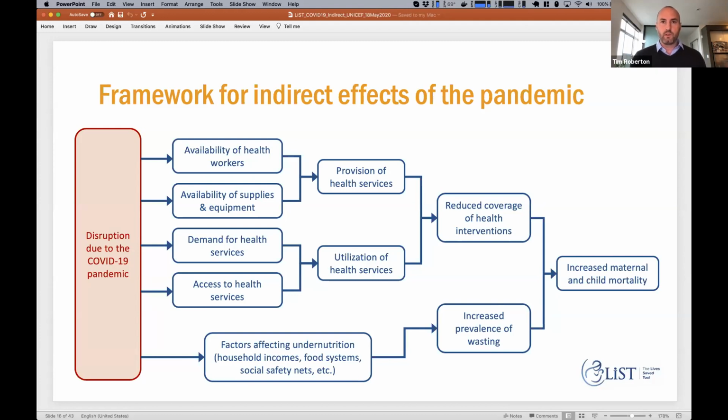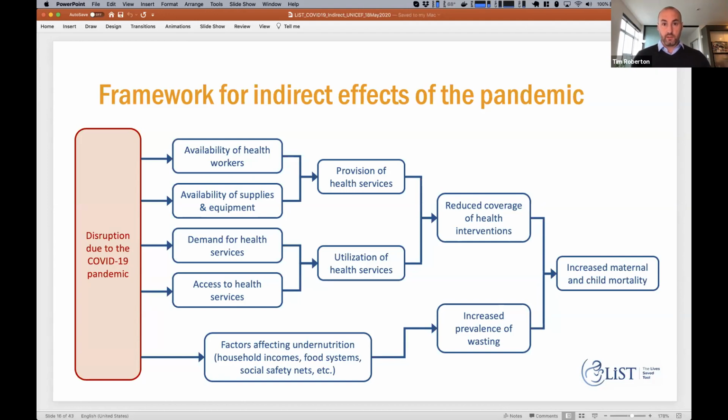Going from left to right, on the top, you see that the pandemic, we imagine, will affect the availability of health workers, the availability of supplies and equipment, and demand and access to health services. We think about those as our four health systems components. We imagine that they might be disrupted, leading to reduced provision and utilization of health services, as we talked about before, leading to reduced coverage of health interventions, and then that leads to increased maternal and child mortality.